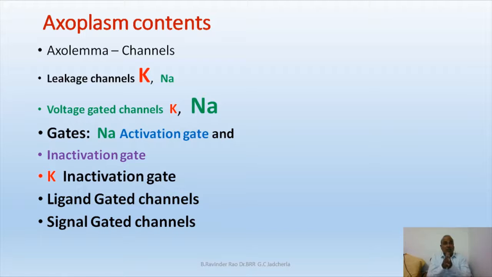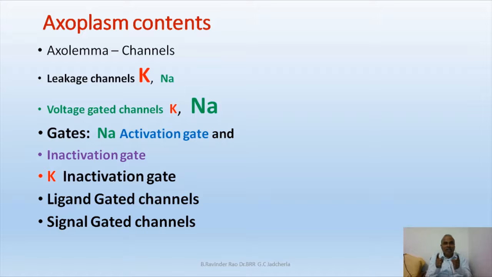Next. There are certain other channels. Okay, these are leakage channels. Let us learn the other channels. Other channels are called voltage-gated channels. They have gates to close and open. But how are these gates controlled or regulated? The opening and closing of the gates is regulated by voltage fluctuations. When the voltage is at threshold level, the gates characteristically open or close. Such channels which have voltage gates are called voltage-gated channels. Leakage channels, voltage-gated channels.